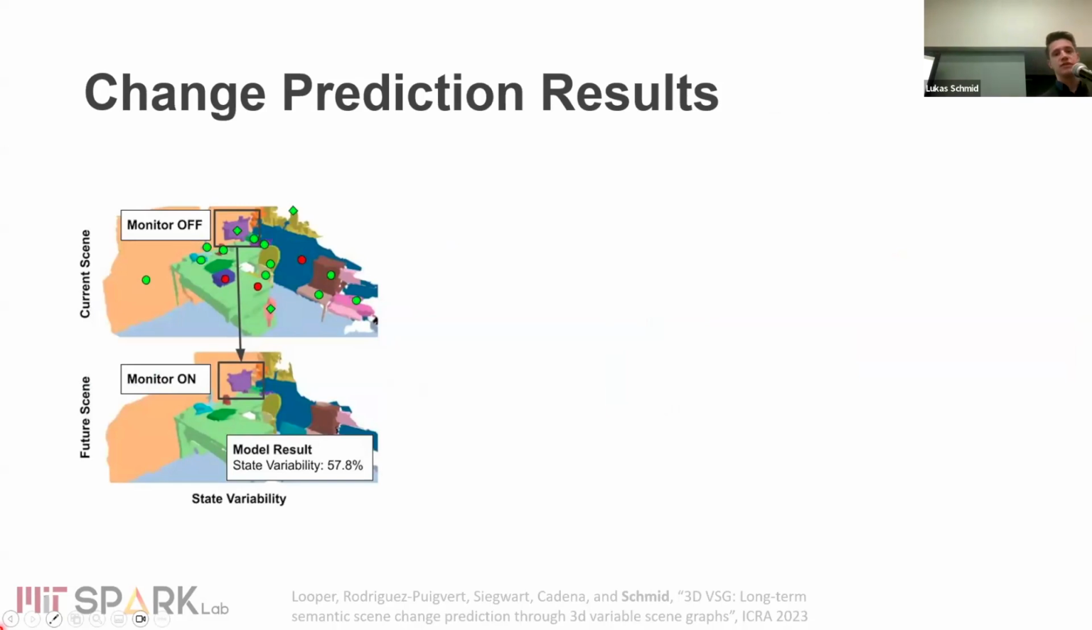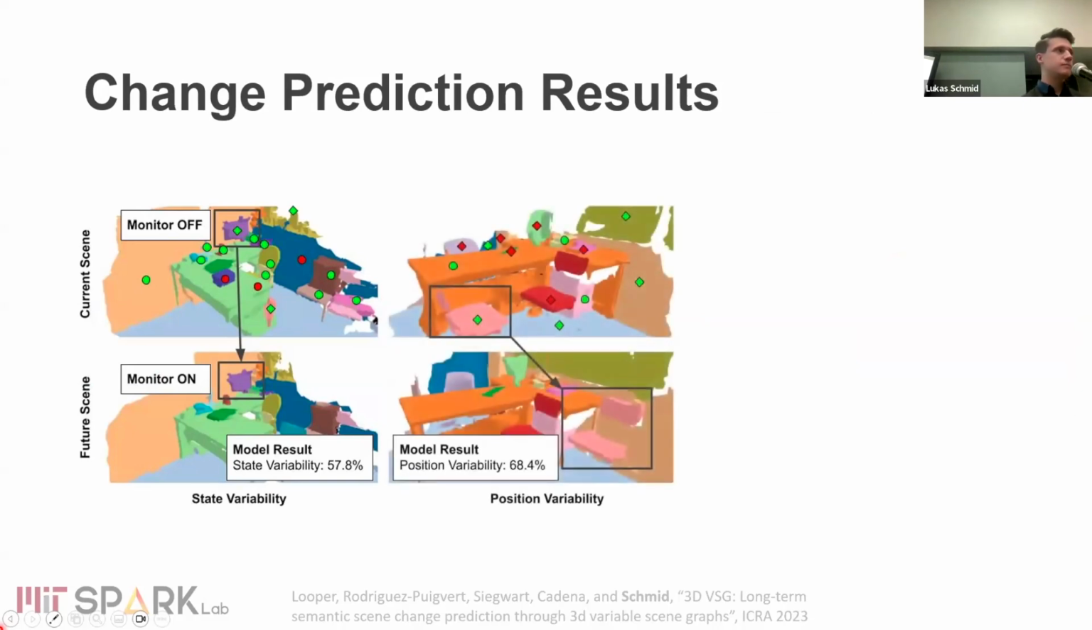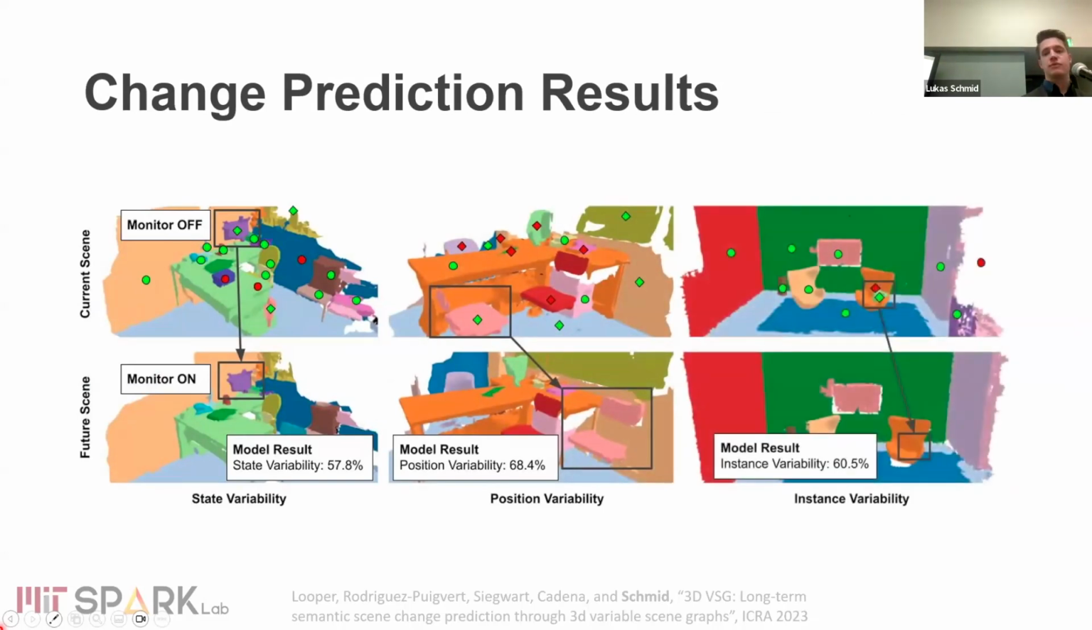So the prediction performance is never good, but what we find is we learn a good prior that things like monitors are most likely to be changed, that chairs in front of desks are more likely to move than chairs in the corner of a room, and that small handheld items, for example, are the most likely to move.